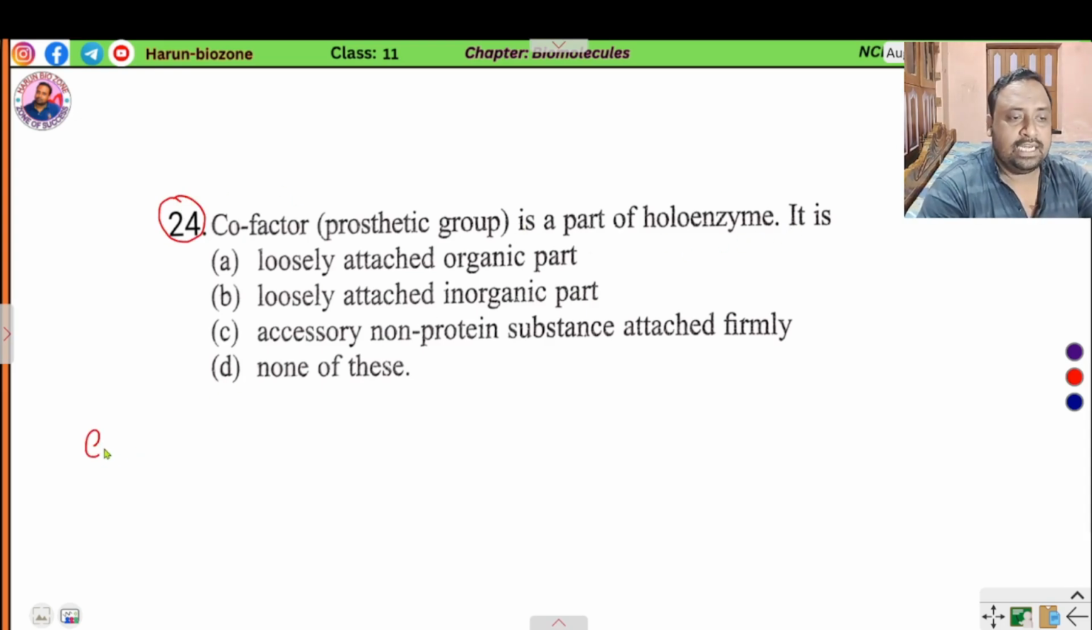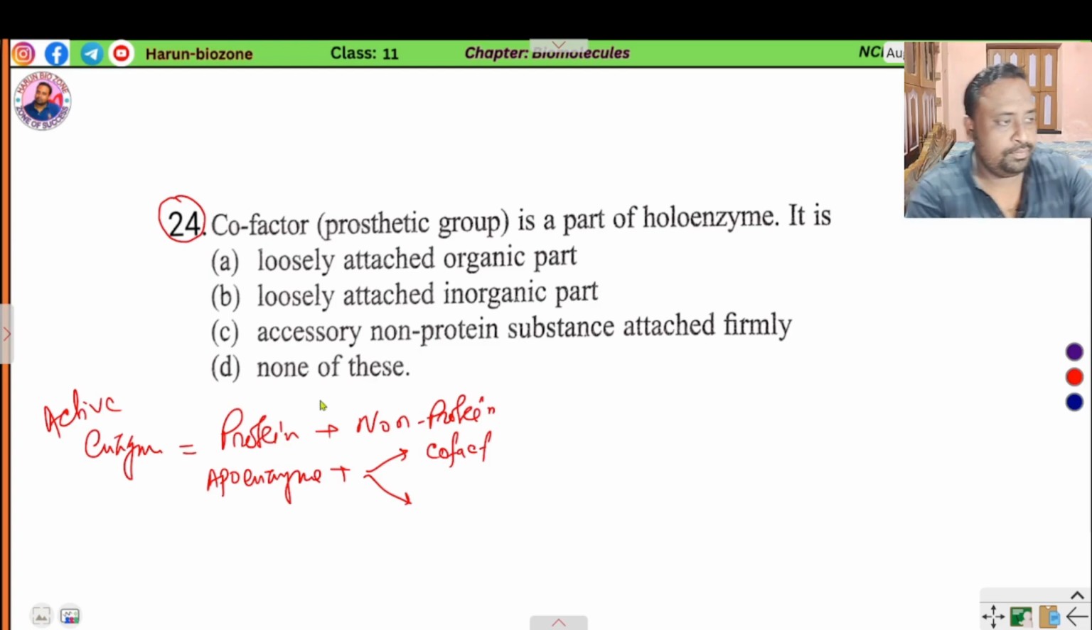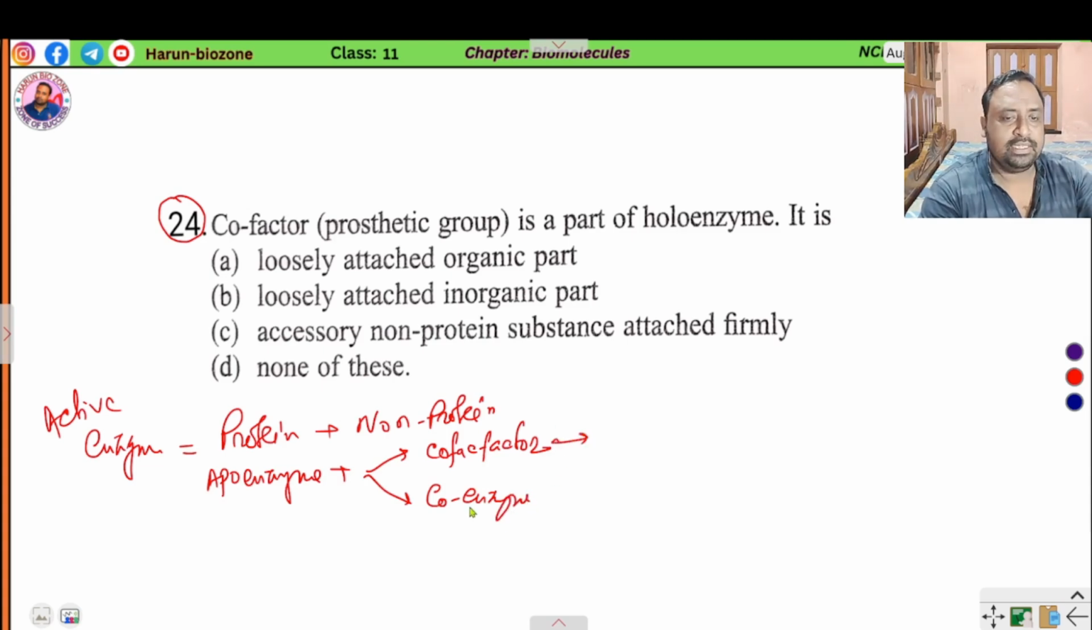Cofactor. A prosthetic group is a part of the holoenzyme. So what is an enzyme? An active enzyme has two parts, a protein part and a non-protein part. The protein part is called the apoenzyme, and the non-protein part is of two types, cofactor or coenzyme, and prosthetic group.